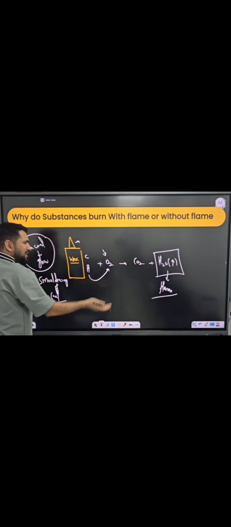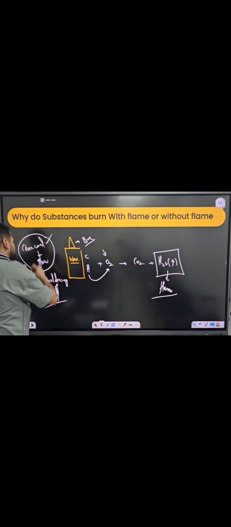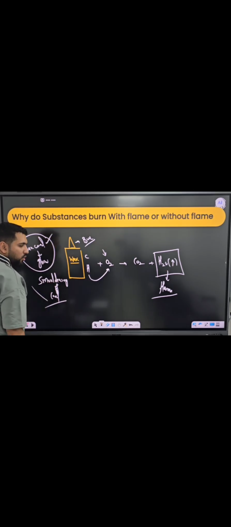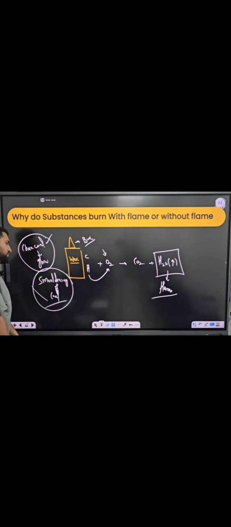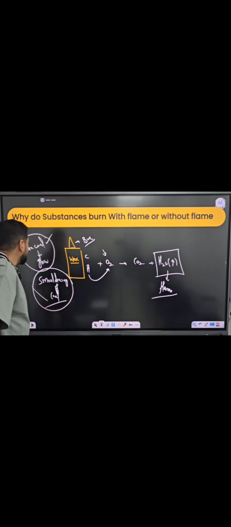If there is a flameless form of combustion, for example, in case of charcoal or coal, they only glow. So that's a flameless form of combustion, and we call that smoldering. I hope this idea is clear.